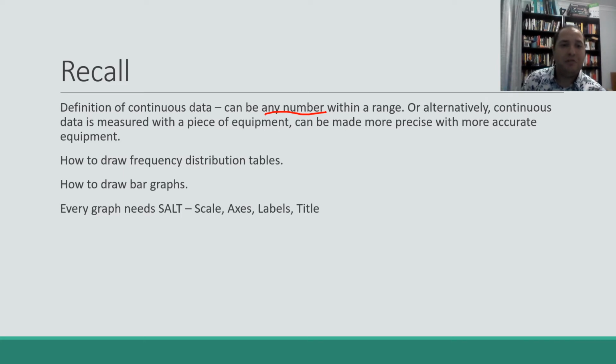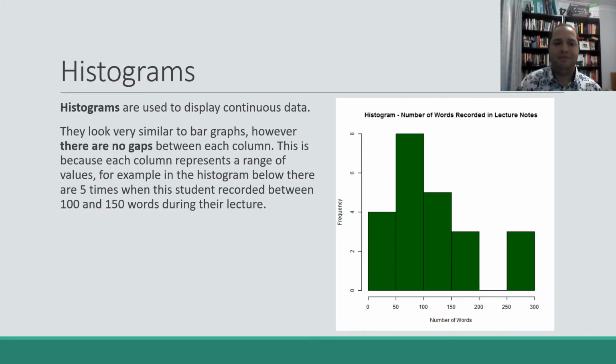You should be able to remember how to draw frequency distribution tables and bar graphs, and also remember every graph needs SALT: a scale that makes everything fit, axes that are evenly spaced, labels for your axes, and a clear informative title. Right, so histograms are used to display continuous data. They look very similar to bar graphs, but there are no gaps between each column. This is because each column represents a range of values.